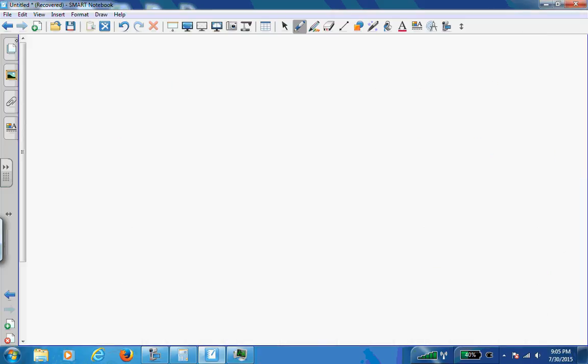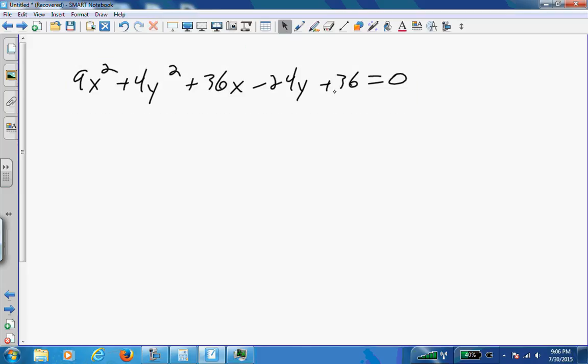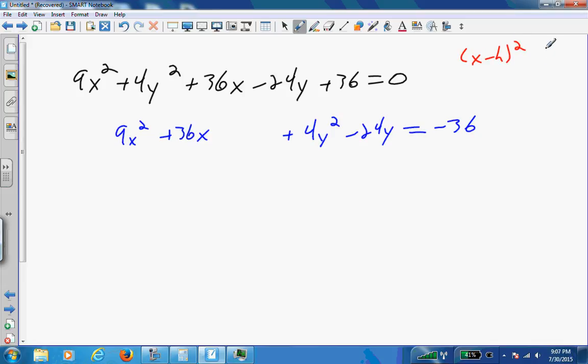Let's look at another ellipse. So let's begin by grouping our x terms together, 9x squared plus 36x, and our y terms together, 4y squared minus 24y, and move the 36 to the other side. So subtract 36 from both sides. Now also, keep in mind we want x minus h squared, y minus k squared. I'm about to run out of room over there.